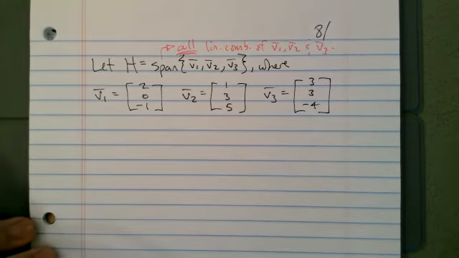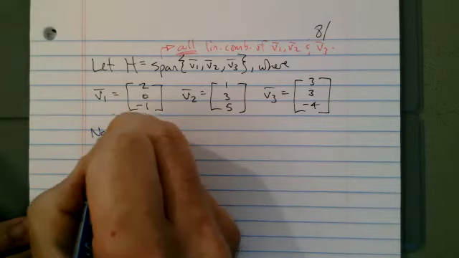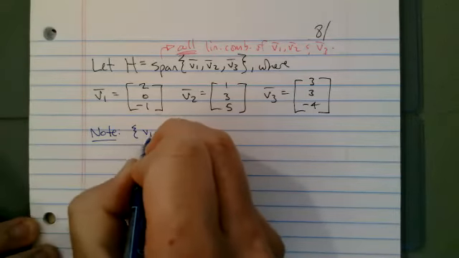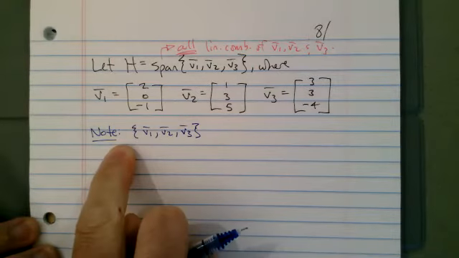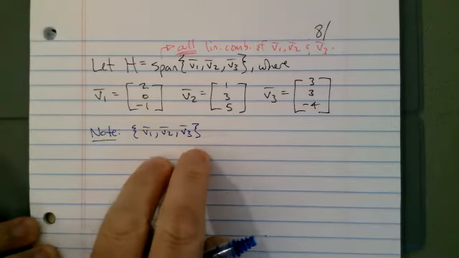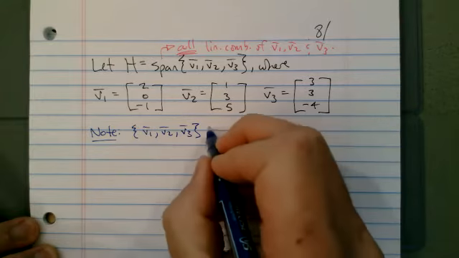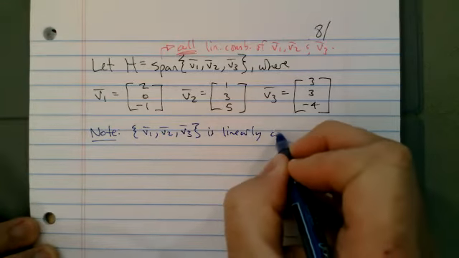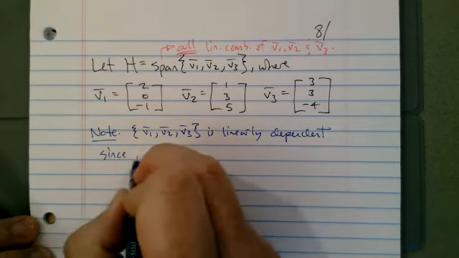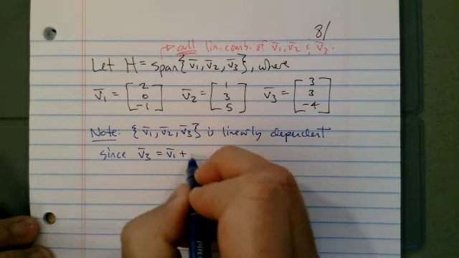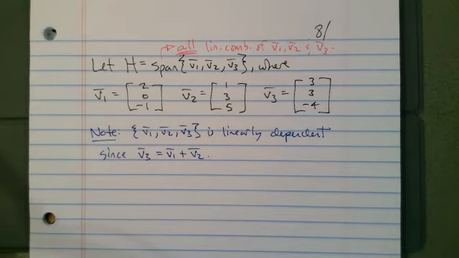So we note, this set of vectors, notice I didn't say the span of the set of vectors. This set of vectors, these three vectors, is linearly dependent. We can see that since V3 is just V1 plus V2. We couldn't use the multiple thing because there are more than two vectors. But I built V3 out of V1 and V2.